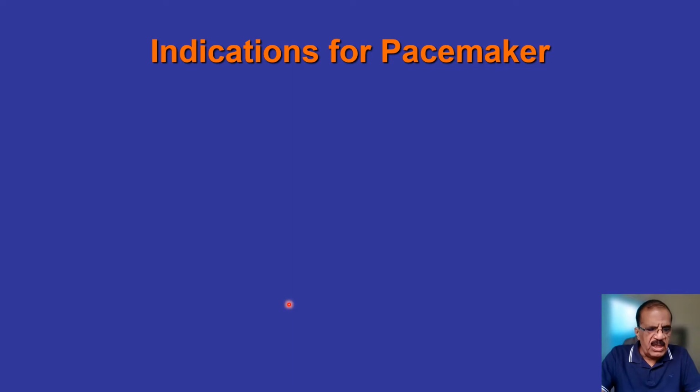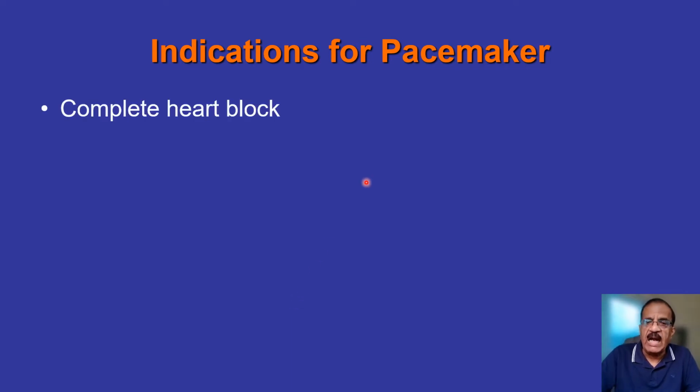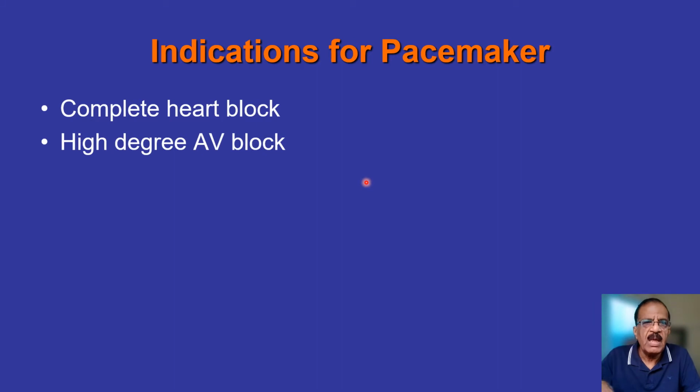What are the indications of a pacemaker? First of all, complete heart block, which is permanent. Of course, a temporary complete heart block can occur in, for example, medication toxicity or inferior infarction. Then it would be temporary, but otherwise there would be a permanent pacemaker if there is complete heart block. Then high degree AV block.